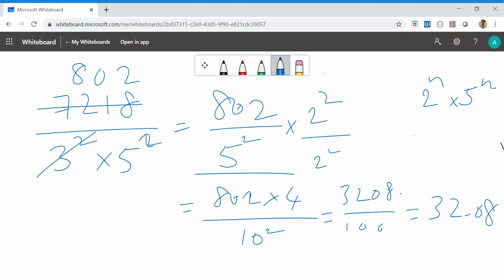So like this we can convert into decimal form if the denominator is in the form of 2 power n into 5 power m. That can be converted into 2 to the power of n into 5 to the power of n, and we can find the decimal expansion. This is about 1.3 of real numbers. The concept is rational numbers and their decimal expansions. Thank you.